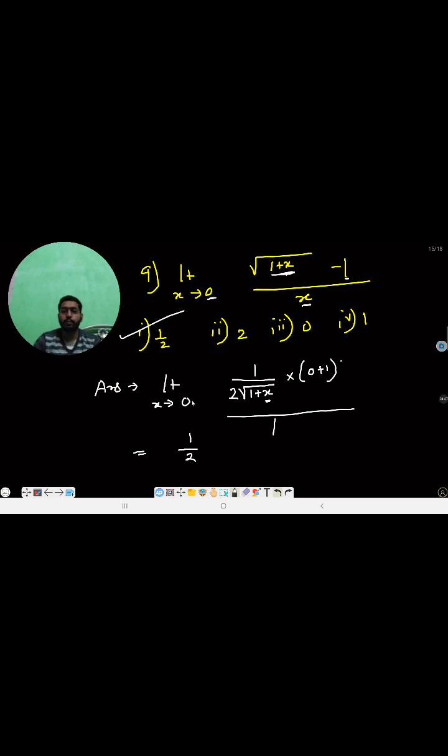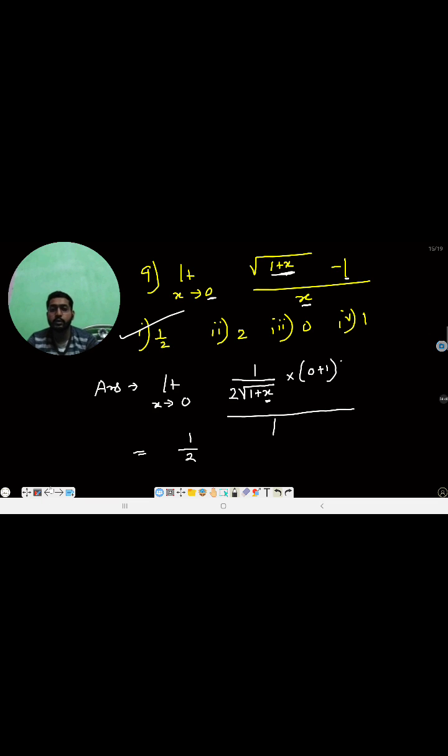You can use L'Hopital, or you can use the basic approach here. So suppose I am solving with the basic approach, limit x tends to 0. Now if I want to solve this properly without using L'Hopital, what I need to do is that we can see that there is a root 1 plus x minus 1.